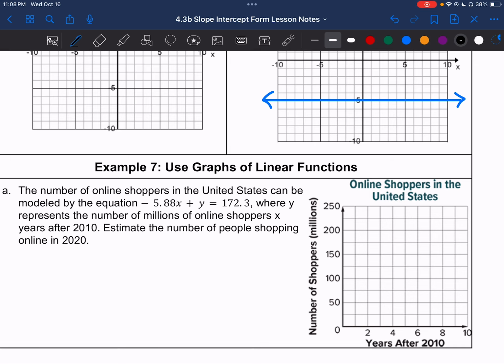So my first step is, and I'm going to kind of show it down at the bottom here, we're going to add 5.8x to both sides.